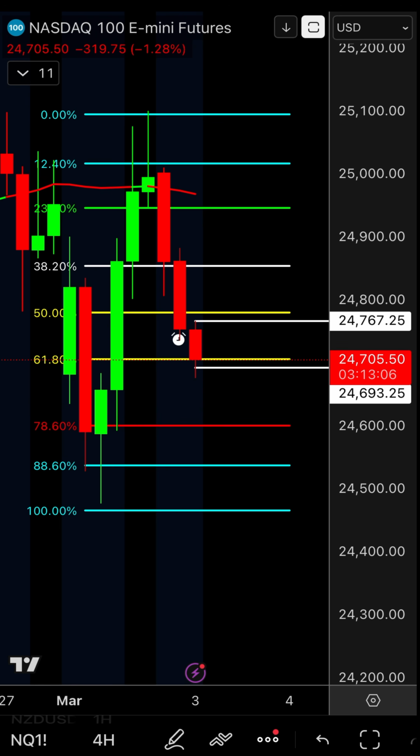I pulled the Fibonacci from the 4-hour chart. Yes, this is a 5-minute strategy. That's where all the execution is, that's where you're going to be at most of the time, because that's what y'all wanted.